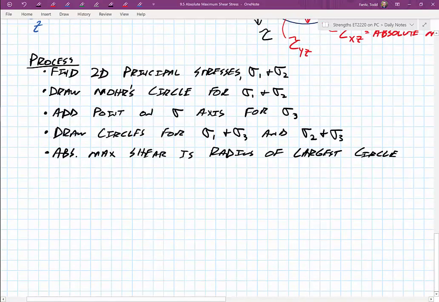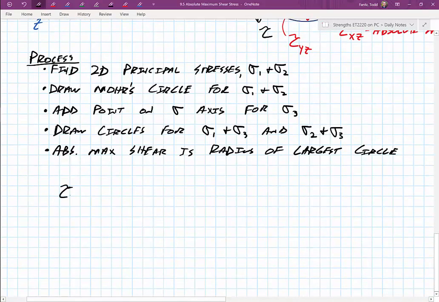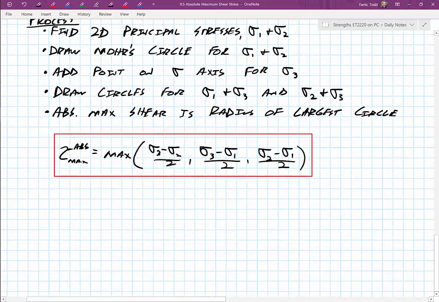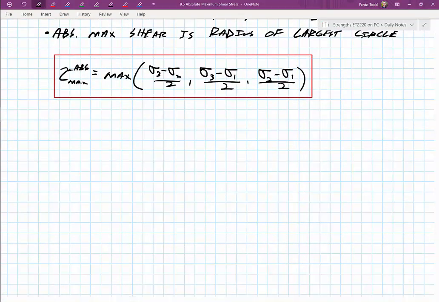If I had to write an equation for that, it would look like this. Tau max, before I had in-plane, but these are absolute, and it would just be the maximum of the radii, which is sigma 3 minus sigma 2 over 2 if it's between principal stresses 2 and 3, and so on and so forth for the others. All right, so let's take a look at a quick example and then be done with it.